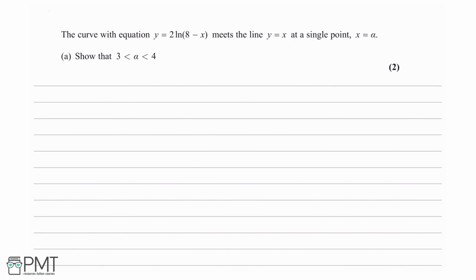We are told the curve with the equation y equals 2 ln(8 minus x) meets the line y equals x at a single point, x equals alpha. Part A is asking us to show that alpha is between 3 and 4.